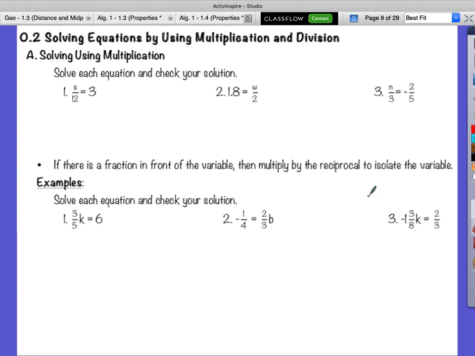Alright, we're gonna dive into this, guys. So solving using multiplication and division here. Solve each equation and check our solution. Did we do this part? Yes. I was looking at Caden's from last time, and I thought we had done this. Okay, we solved by multiplication. And we did those 3.